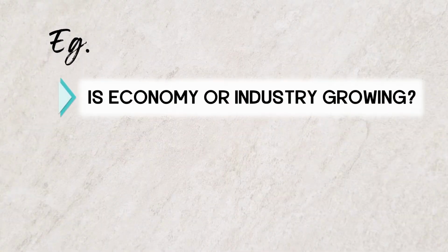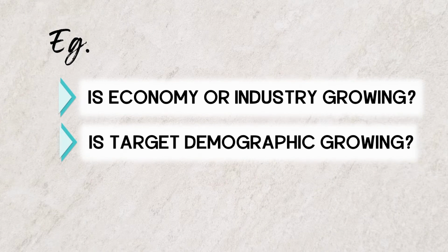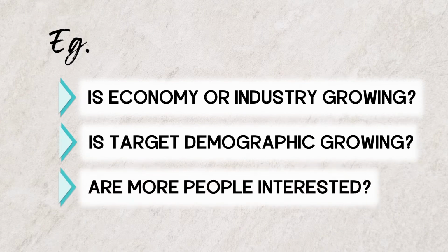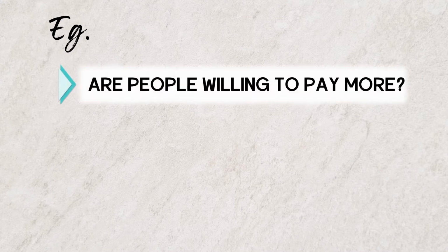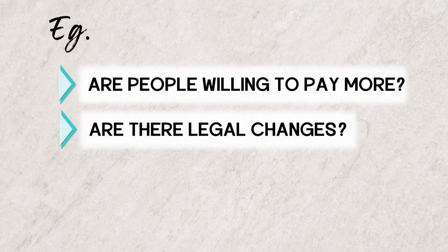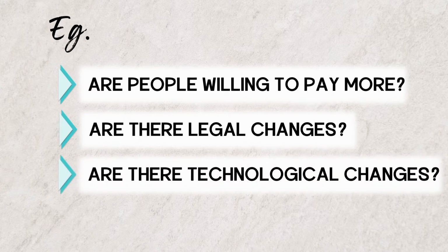Here, we can have industry-specific things going on, but we can also have macro-environmental trends and effects affecting your business. When it comes to opportunities, some questions you may want to go over to identify them could include, for example, is the economy growing? Is the industry growing? Is the demographic group that you target growing? Are there more people interested in what you offer? Are they willing to pay more? Are there any legal or regulatory changes that can be advantageous to your business? Are there any technological changes that can have a positive impact on the business? Etc.